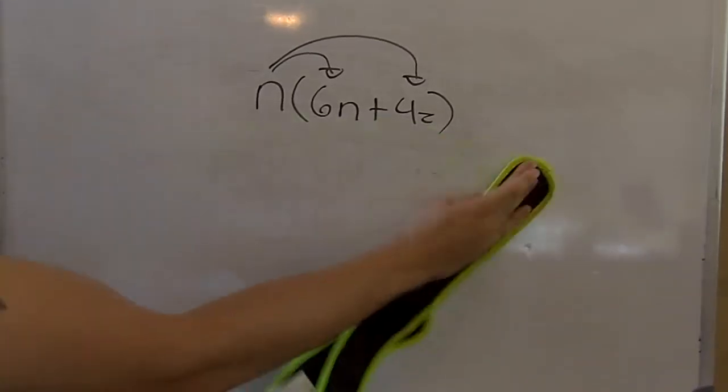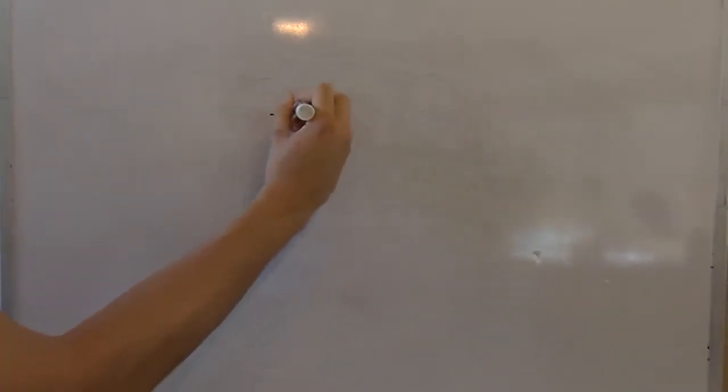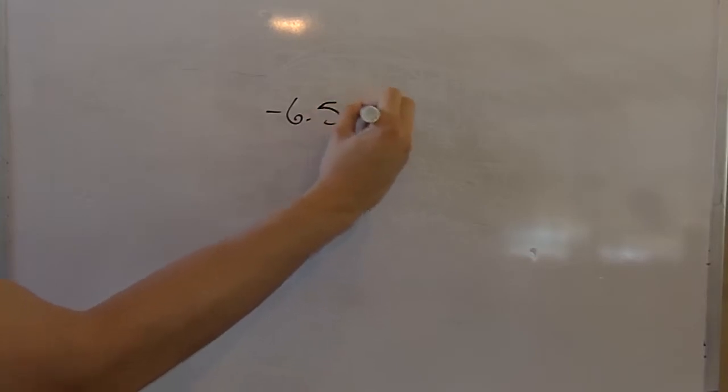Now we're going to go on to something a little bit more difficult. And yes, you will see decimals in this section, so be prepared to multiply, add, and subtract with decimals, please. So another problem that you may see is something like this. Negative 6.5p.